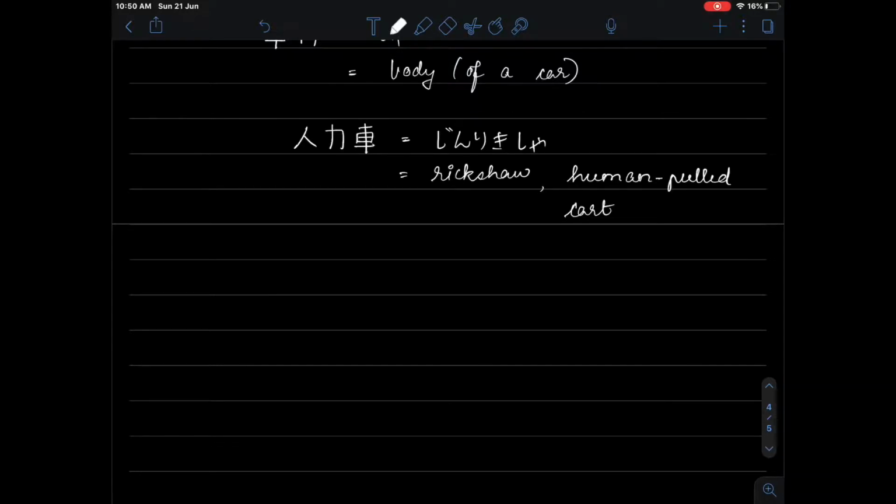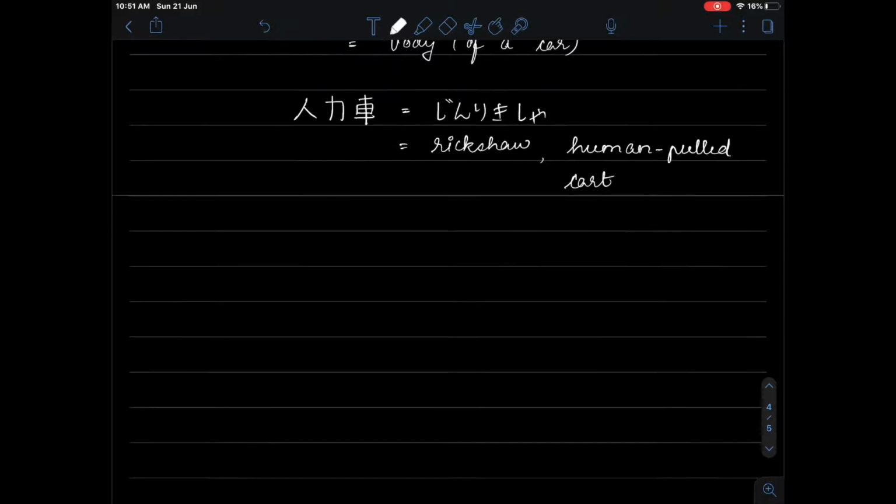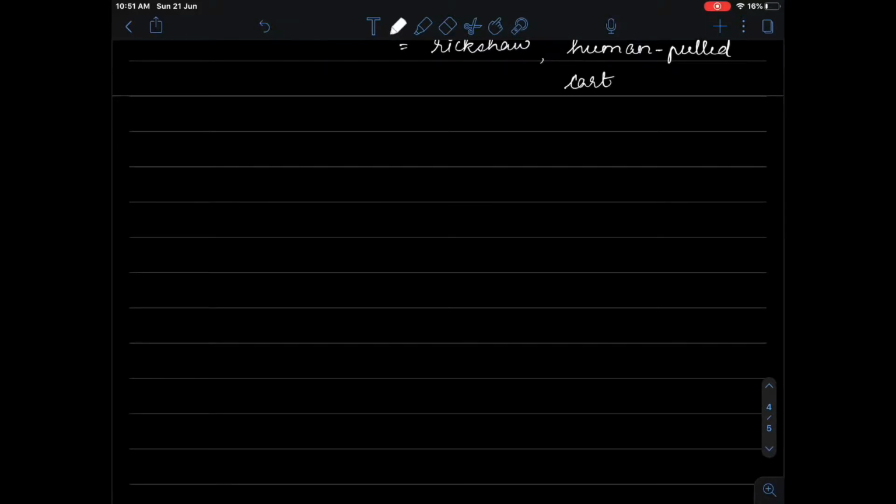Rikisha, which becomes rickshaw. I'm not even sure, it may even be the case that the word rickshaw entered into English from rikisha. I don't know. Or maybe the Chinese way of saying it. I don't know how the Chinese say it. Okay. Let's have a look at the next one.